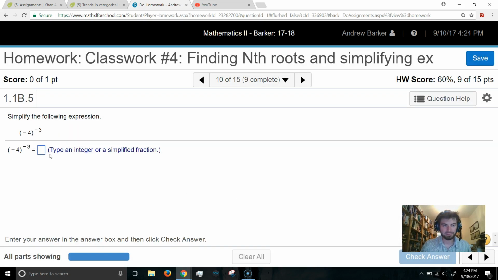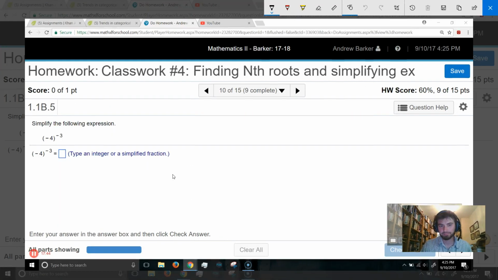All right. So this one's interesting. This one has the negative in parentheses. So that means this is going to be negative 4 divided 3 times. So I'm just going to draw that out real quick. Negative 4 divided 3 times. Because it's being divided 3 times, it's the same as multiplying the denominator 3 times.